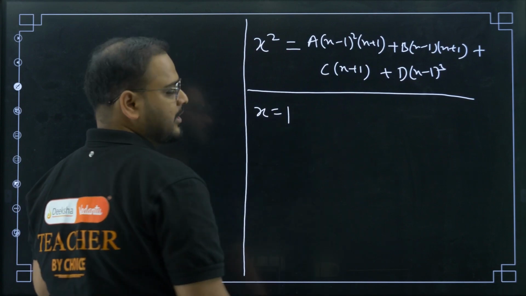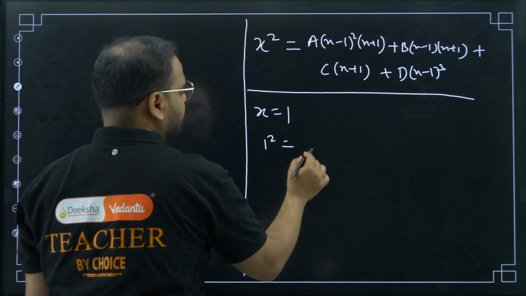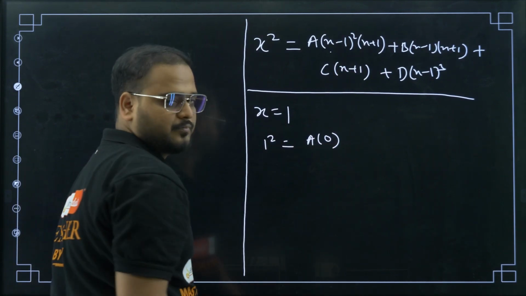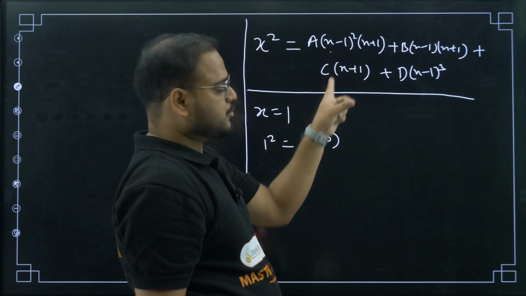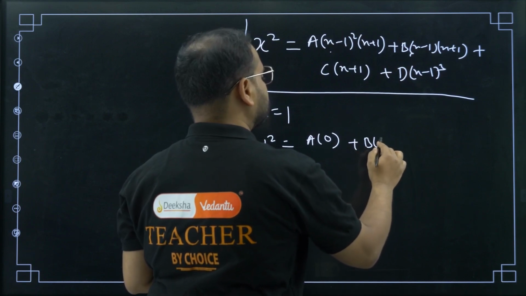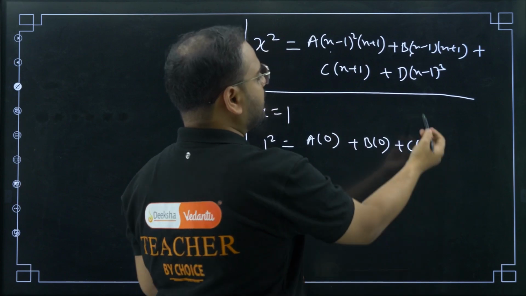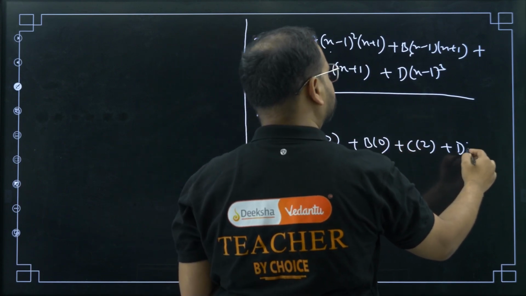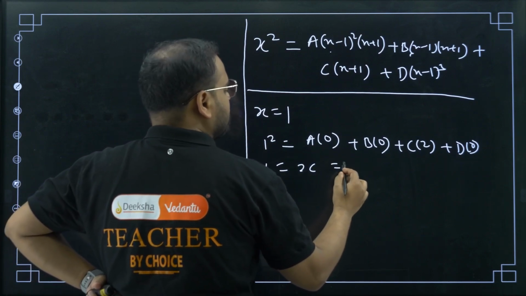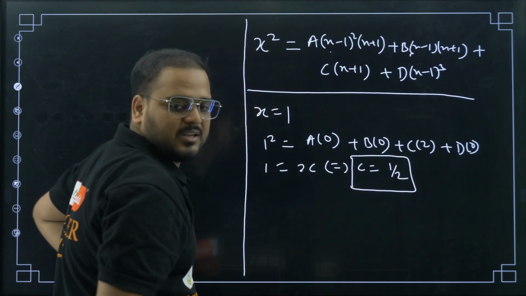Put x equals to 1. Tell me here, 1 means what? I'll get 1 square on the LHS side. Over here, 1 minus 1 will be 0. So a times of 0. Here also b, 1 minus 1, again 0. What about this? Plus c times of, I'll get 2. Again 1 minus 1 is 0, so plus d times of 0. Yes or no? So I get 1 equals to 2c. So what is my c equals to? C equals to 1 by 2. One of the answer is this.